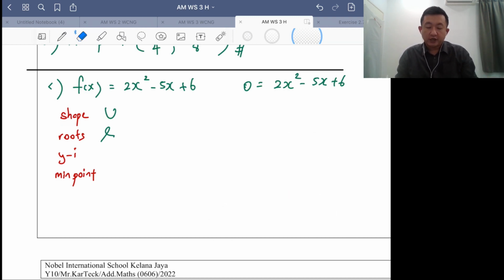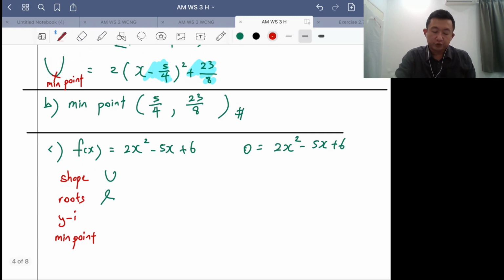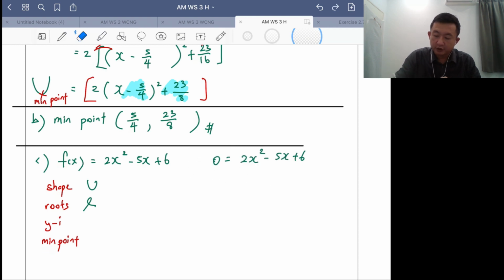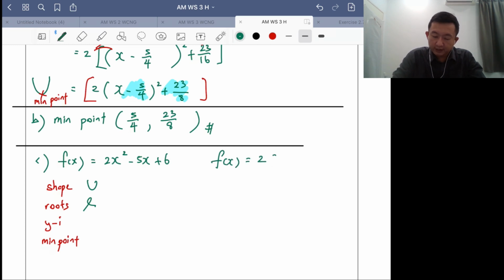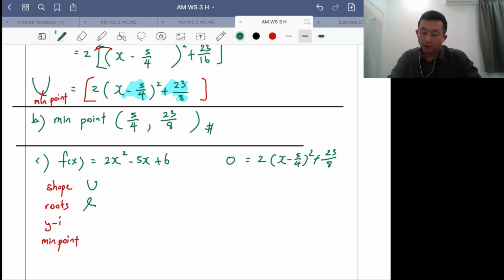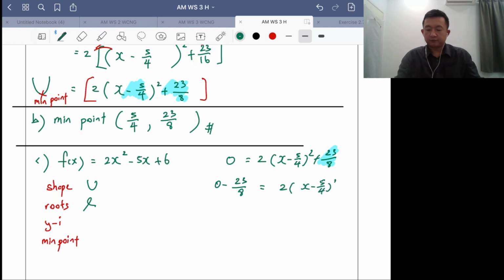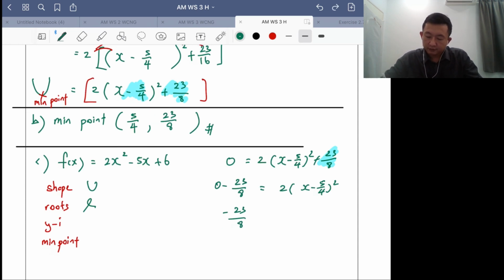How about another way to check whether there's roots or not? Yes, you can check using the completing the square form. This is my completing the square, right? If I don't want to solve using factorization, I want to show you. I have f(x) equals 2 bracket x minus 5 over 4 squared plus 23 over 8. In order to find roots, f(x) must be 0, so I let it be 0, and I move them one by one. Which one should I move? Definitely this one first. So I have 0 minus 23 over 8, then times 1 over 2.